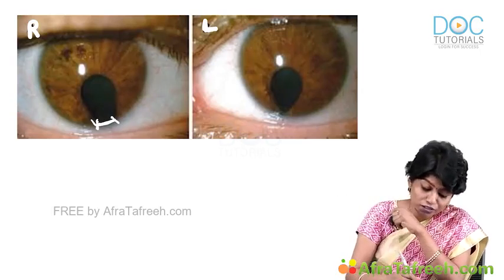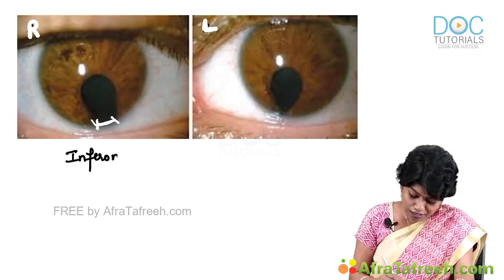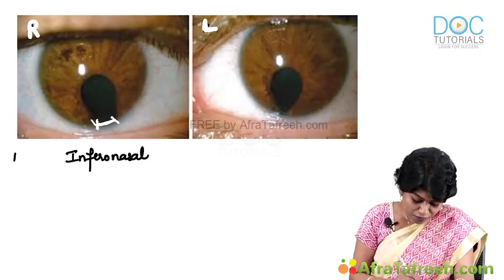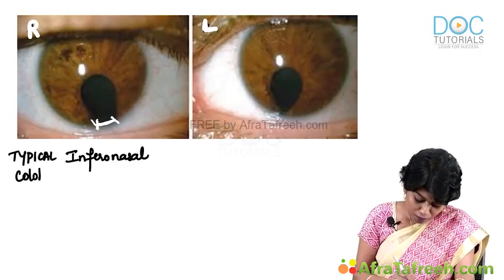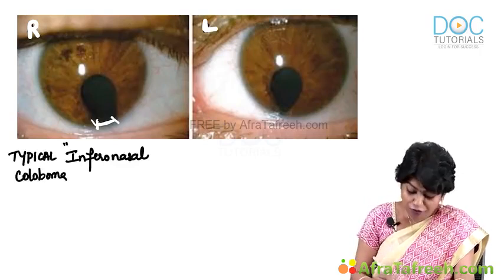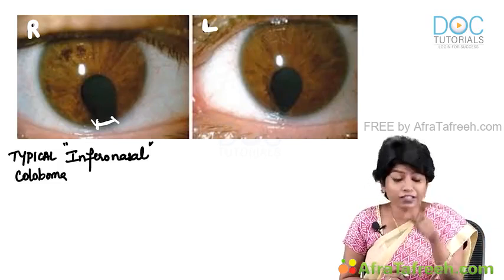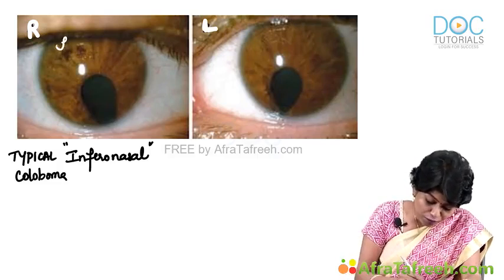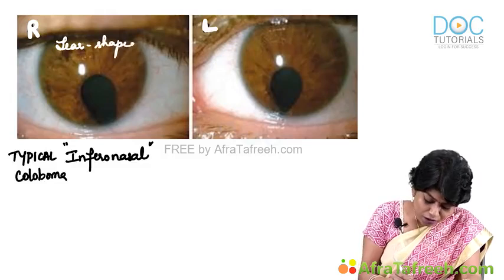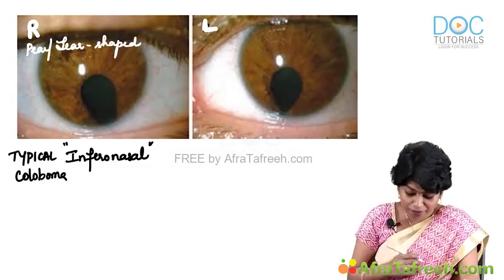And what is the location of this coloboma? Again, infranasal. Whenever we say a typical coloboma, it will always be infranasal in location. And what is the reason for this iris coloboma? Again, failure of closure of that embryonic fissure. So, what is the shape of the pupil? We describe it as a tear shaped or pear shaped pupil, okay, tear or pear shaped pupil.